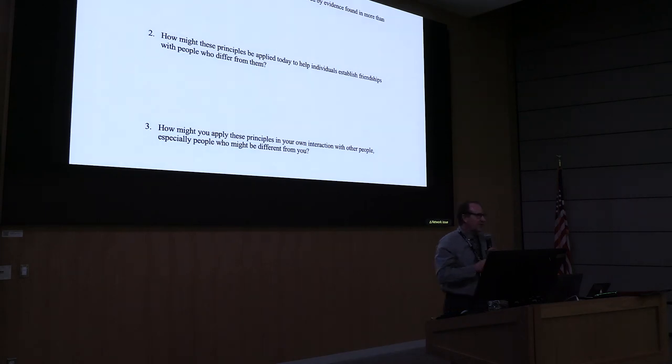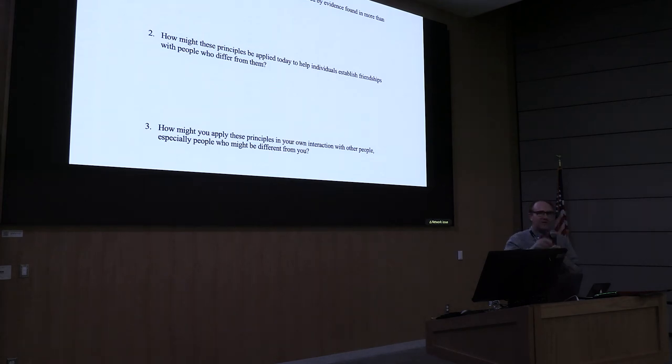Okay, these are the questions that I have listed on the bottom of the graphic organizer. After students have gone through and tried to pull out some principles and then cited the evidence, I'm asking which principles that you've listed above were supported by evidence found in more than three documents. So what are the principles that you can argue the strongest for? How might these principles, and I don't mean just these for number one, how might these principles be applied today to help individuals establish friendships with people who differ from them? And then to drive it home, in your own interaction with people, how can you apply these principles? Because eventually I wanted them to develop these dispositions themselves so that they're more willing, when they hear somebody they disagree with, to listen and assume goodwill, is the way you word it, which is great.